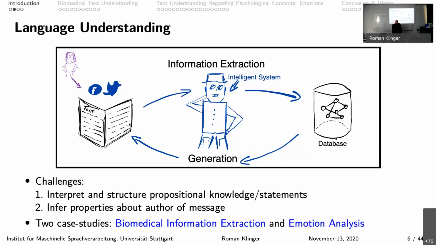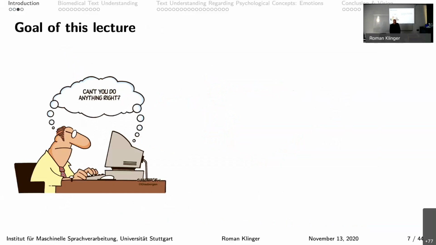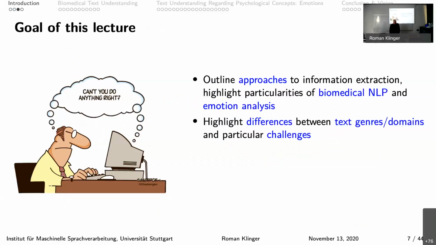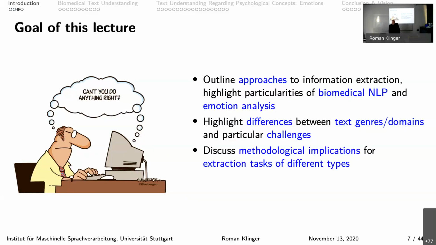And I look at two case studies, biomedical information extraction and emotion analysis today. So the goal of this lecture is, I would like to outline approaches to information extraction, highlight particularities of biomedical NLP and emotion analysis. Then I would like to highlight differences between different text genres, domains, and particular challenges. Discuss methodological implications for extraction tasks of different types.